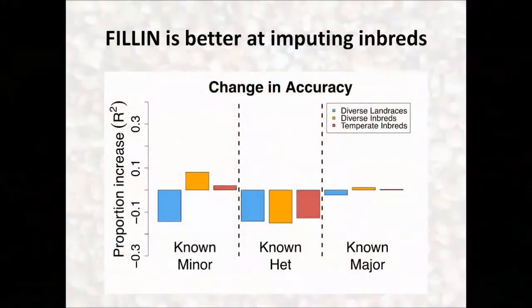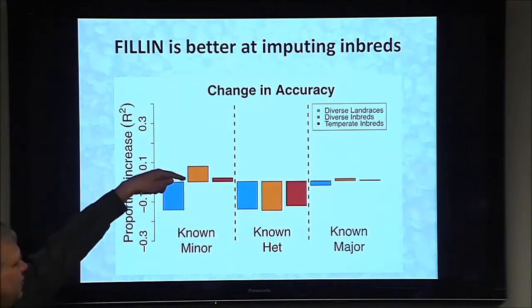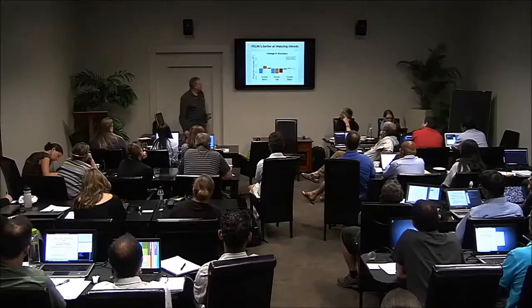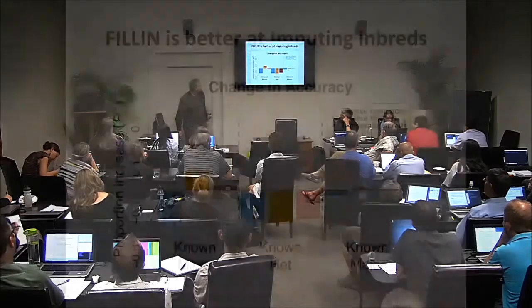This one I think is comparing FILLIN to Beagle and showing that FILLIN does a better job for minor allele homozygotes, the orange and the red. But it doesn't do as good a job as Beagle on heterozygotes.